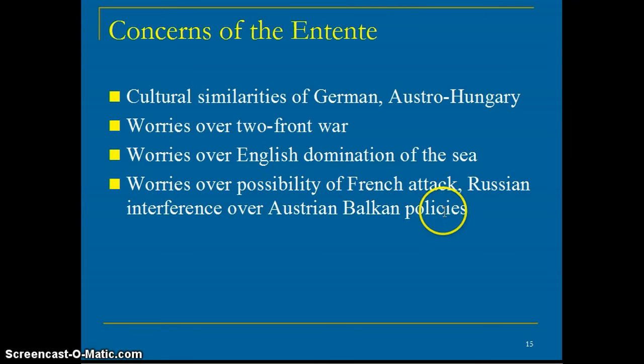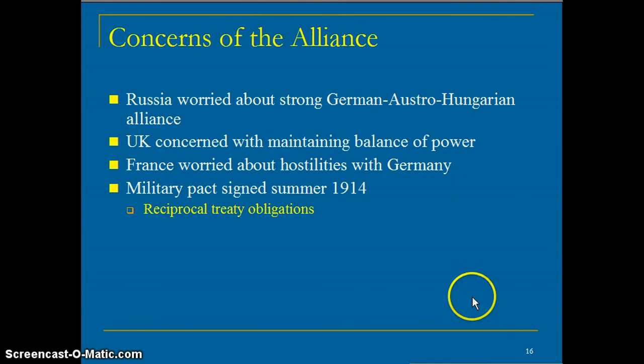The worries over the possibility of French attack, the Russian interference over Austrian Balkan policies, so Russia's getting mixed into the Serbia affairs. They're saying that Pan-Slavism, all those issues are things that are happening with the alliances, and those are the things that can pull them into the war.